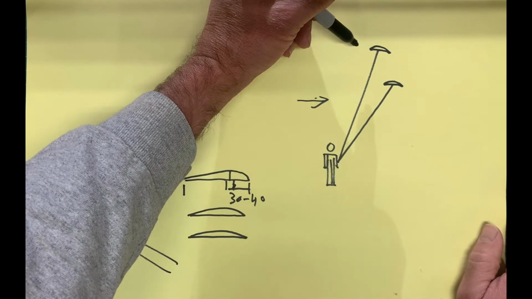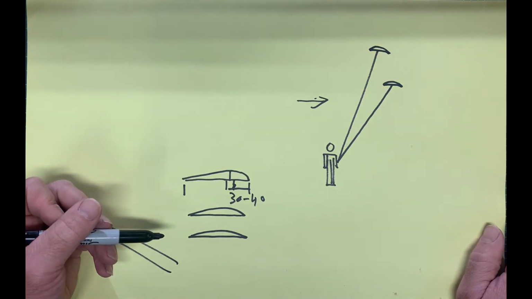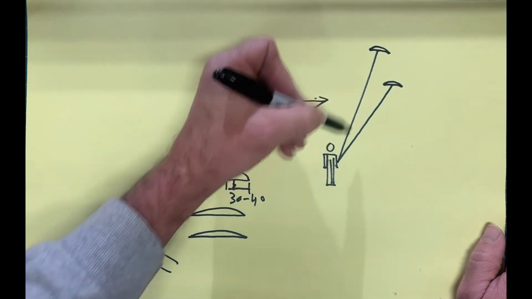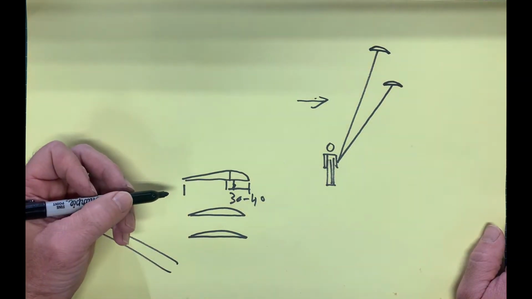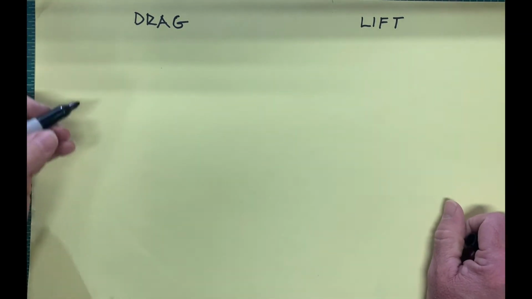And so this is very important in sailing, because this little difference in the angle here makes a big difference on a sailboat. Okay, now I want to do an illustration to show the difference between drag and lift.